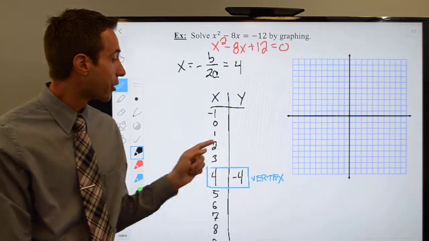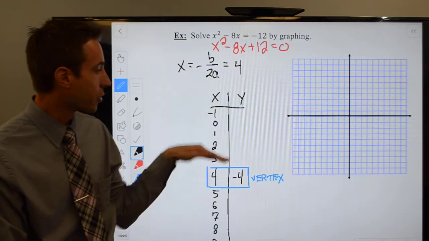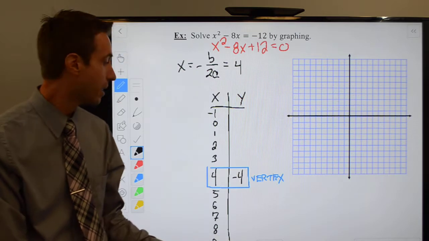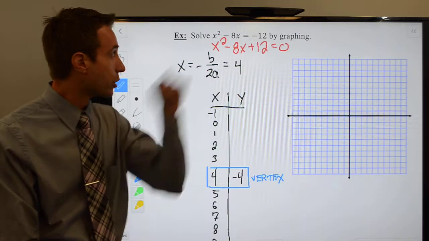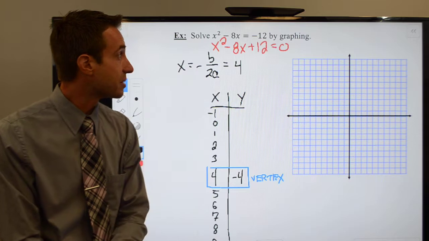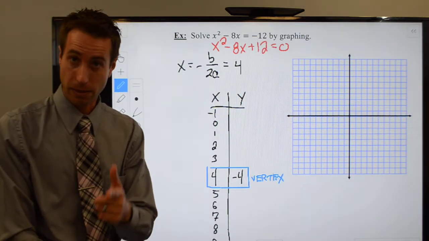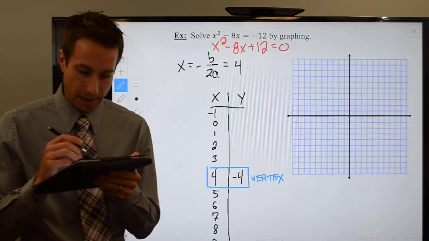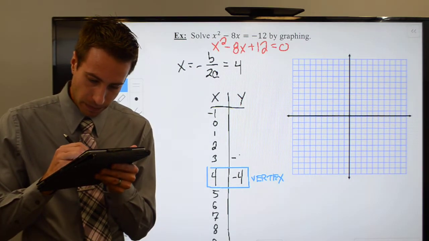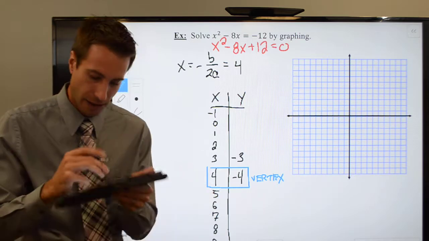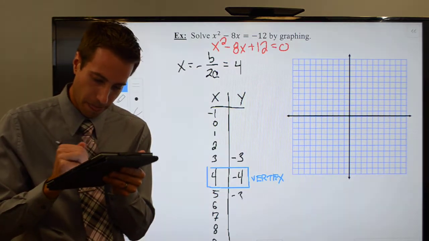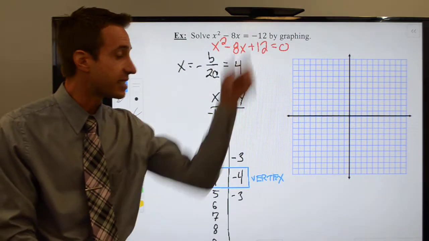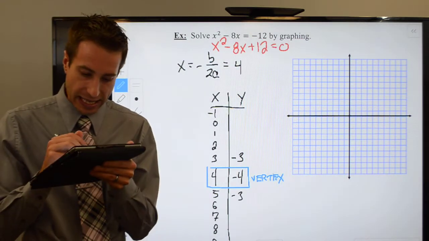And I know that this is my vertex. Keep going. Plug in a 3. I'm going to go this way because these numbers are going to be a lot easier to do than these numbers down here. As far as mental math goes, 3 squared would be 9. 3 times a negative 8 would be minus 24 plus 12, and you wind up getting a minus 3. And since it's mirror images, 5 would also be a minus 3. Plug in a 2. 2 squared is 4. 2 times a negative 8 would be minus 16 plus 12, and you get 0.